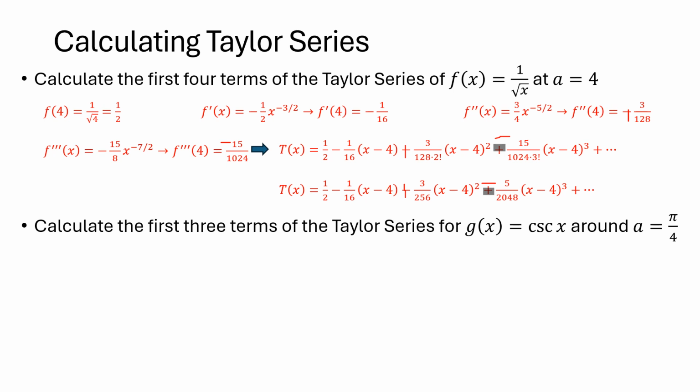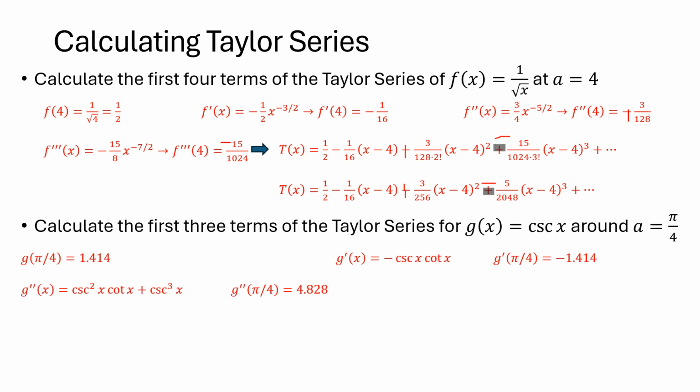So, again, if we plug pi over 4 into cosecant, we get the square root of 2, which is 1.414. The derivative of cosecant is negative cosecant times cotangent, and plugging in, we get negative 1.414. Then, if we take the second derivative, it's a nice product rule. I know your favorite thing, right? And we get cosecant squared times cotangent plus cosecant cubed.